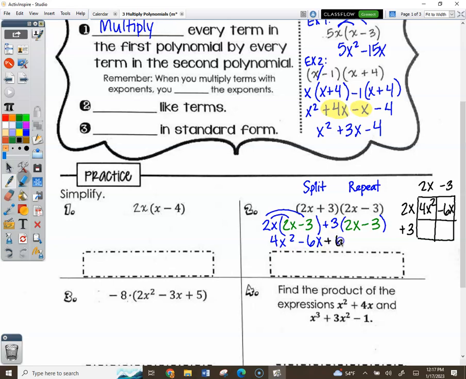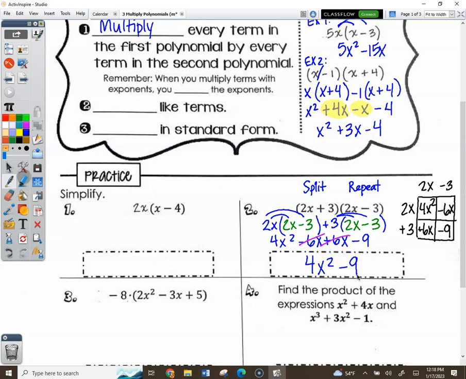Here we would have 6x minus 9. Here we would have 6x minus 9. What happens right here? These cancel, and you're left with 4x squared minus 9.